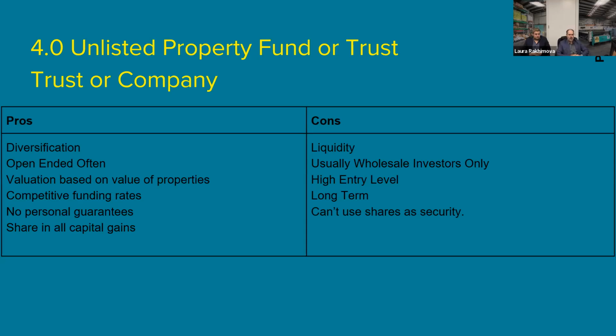So that moves us on to the fourth and final way to own property or commercial property. The unlisted property fund, so that's a company or a trust. Yeah. It can either be a trust or a company. With Provincia, we're a company, and all the shareholders own shares in the company, and the company owns the property. So it's pretty close to direct ownership. One of the major pros is diversification. You're spread across multiple properties and multiple tenants, often open-ended.